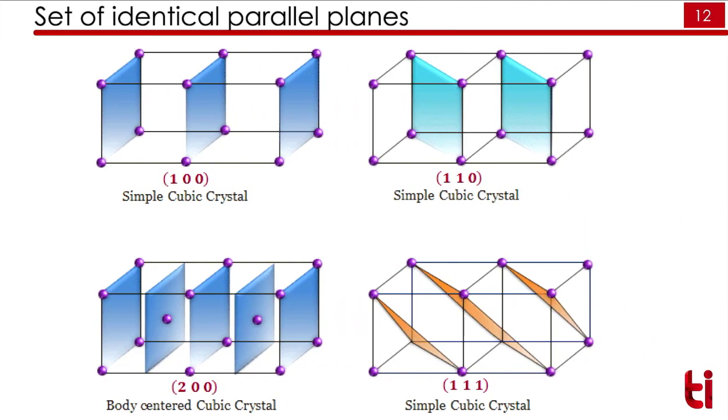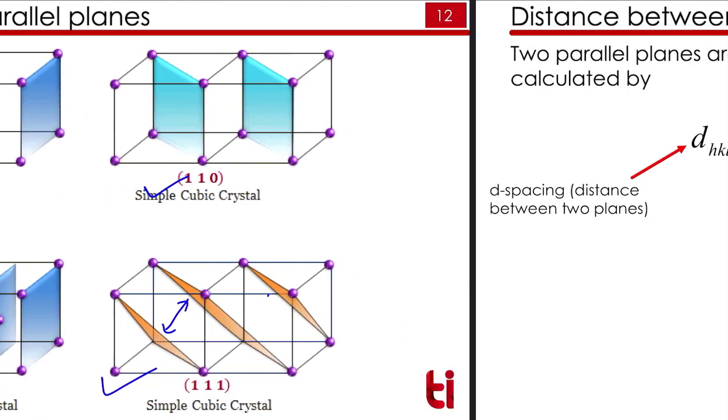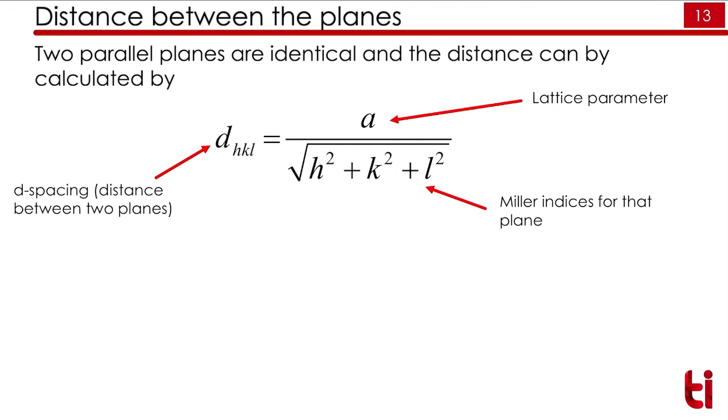If the planes are parallel to each other, that we call as parallel planes. So for example, we have shown some planes here. This is 100 plane, this is 110 plane, these are 111 plane, and these are 200 plane. Now you can observe that the distance between these two planes is identical in all cases. Here in 111 also, in 100 also, in 110 also, everywhere the distance is identical, and that distance we can find out using the lattice parameter, and that formula given is d_hkl.